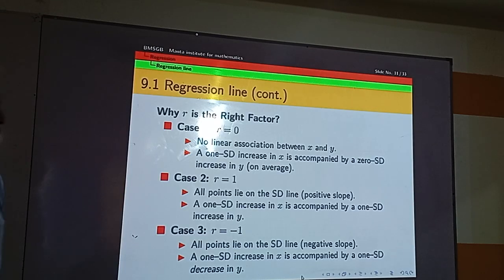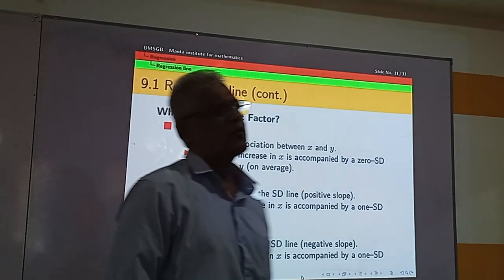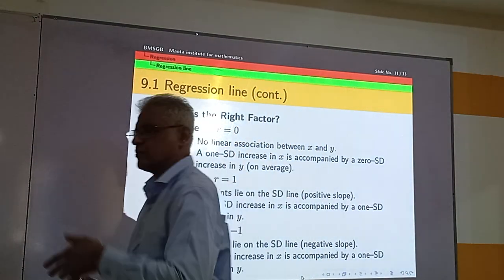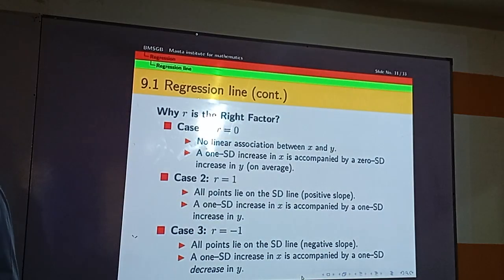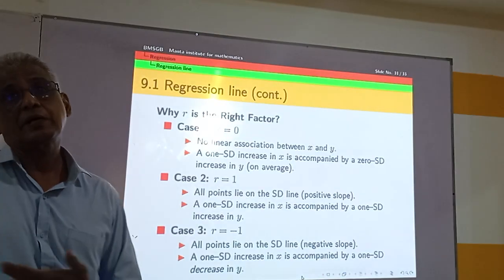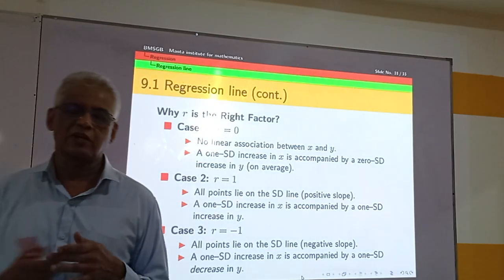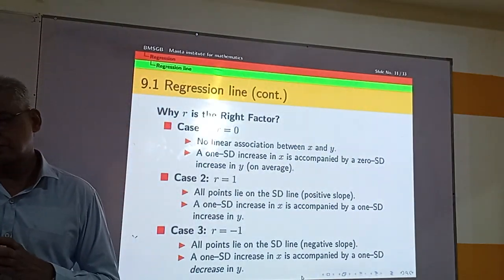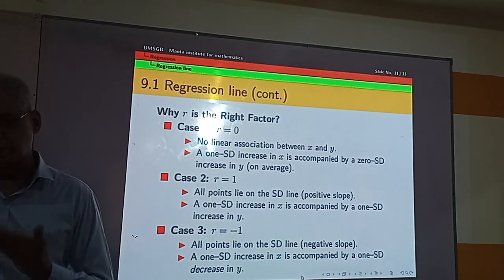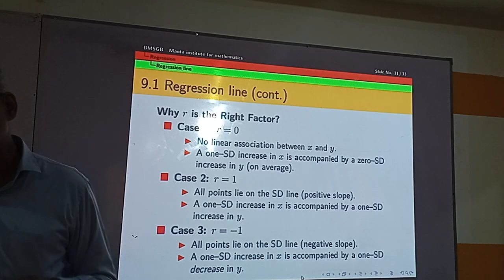So why does it say R times the standard deviation of Y? Why is it not some other number times it? They are just mentioning it without any proof, actually. Proving it is a little bit mathematical, and they have not done it that way.